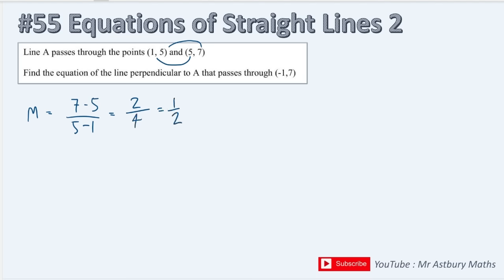Okay, so what is the perpendicular gradient? Well, that is the minus 1 divided by, in this case, 1/2. So that is going to give me positive 2.